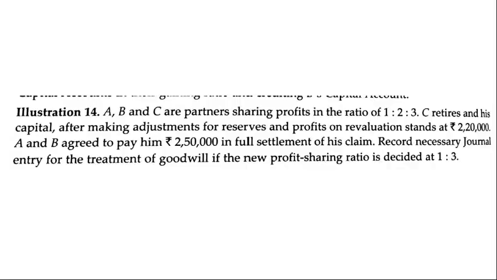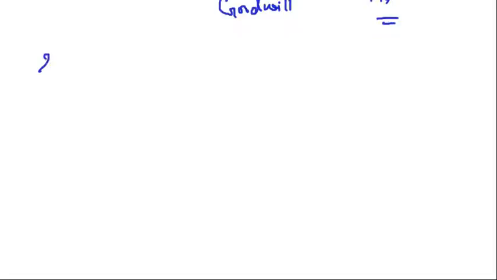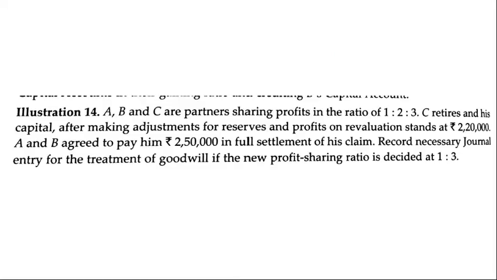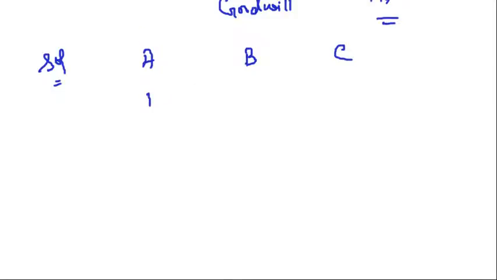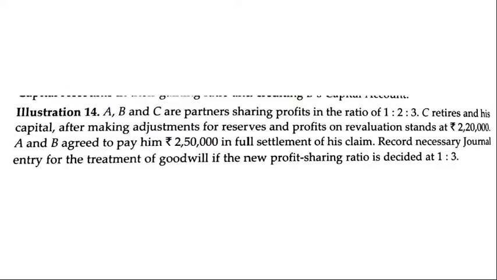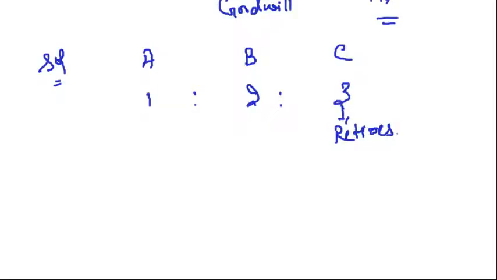Now, let's see. There are three partners A, B and C. What is the old ratio between them? 1:2:3. Clear? Now C retires. Who are the partners left? A and B. What is the new ratio between them? 1:3. New ratio is 1:3.